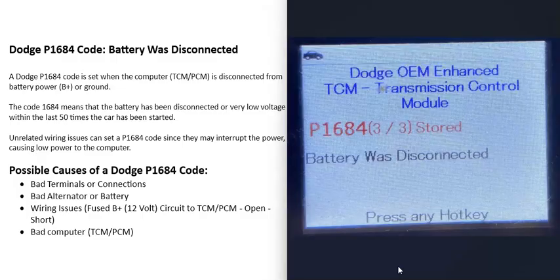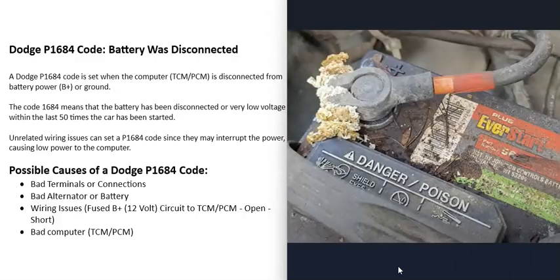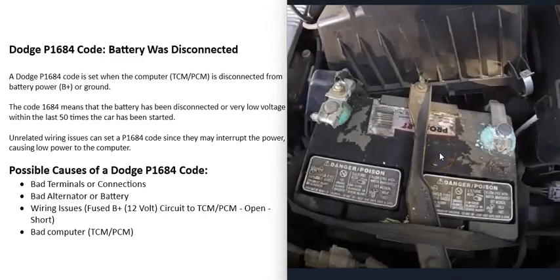And so what are some possible causes of a Dodge P1684 code? Well, the first thing that could cause this is bad battery terminals or battery connections. So if you go look at the battery, be sure it doesn't look like the terminals are all corroded, that they're making good contact and things like this. Because the first thing that could cause this is that there's some kind of issue going on with the battery terminals or any of the connections.